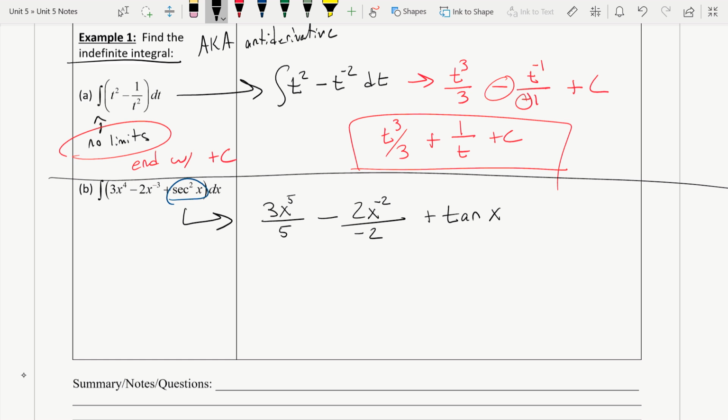Don't forget, every indefinite integral, because we're not actually finding the amount of area here, and we're not solving a differential equation, has to end in plus c. Let's clean up that middle term here. So we have 2's dividing and then double negatives. So plus 1 over x squared, plus tangent of x, plus c.